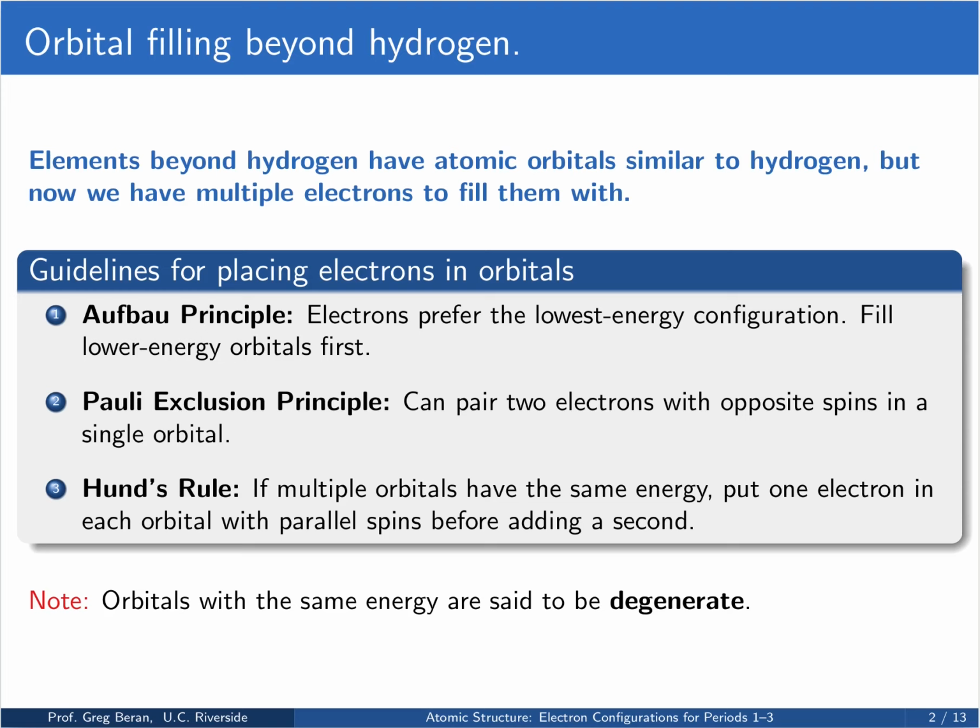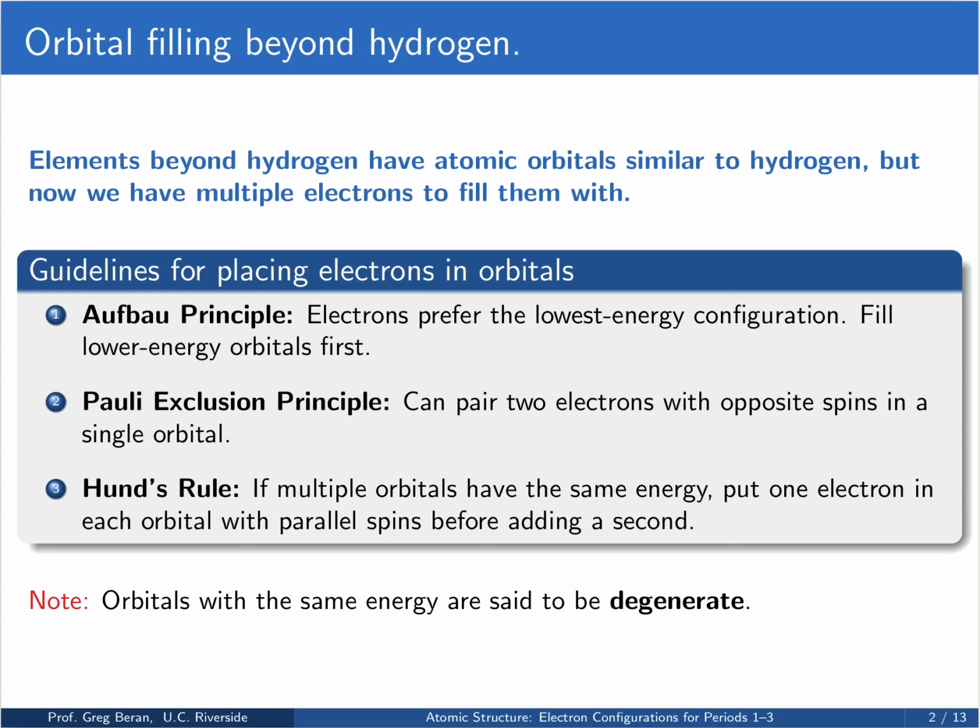The Aufbau principle is based on the idea that electrons prefer the lowest energy configuration. So when we place electrons in the orbitals, we start placing them in the lowest energy orbital, so the most stable orbitals, and we fill upwards.